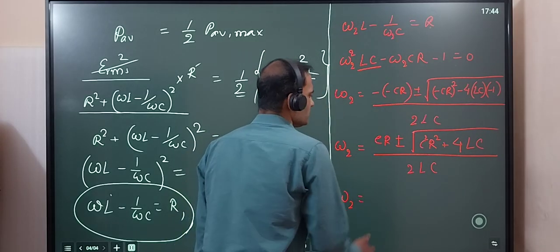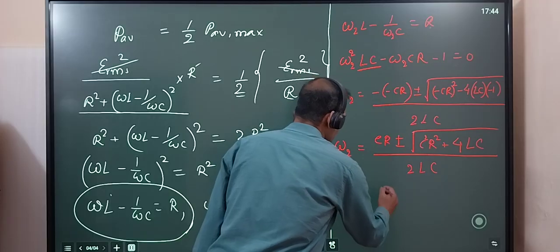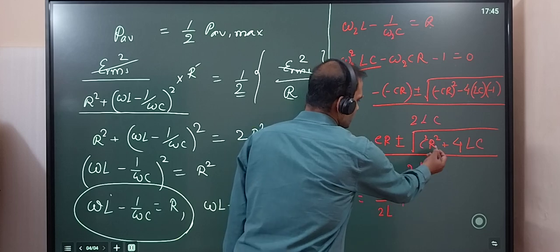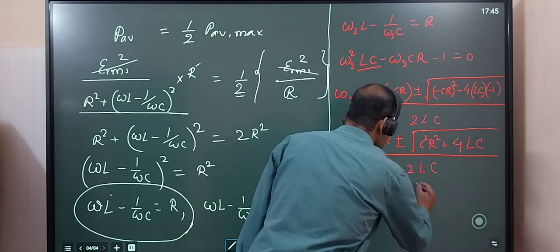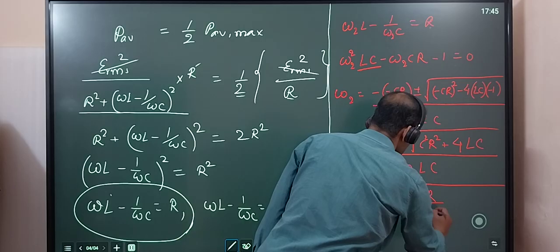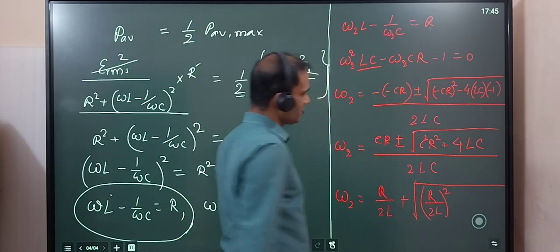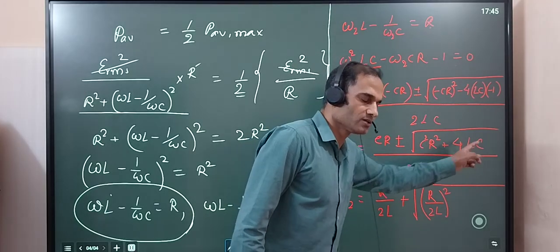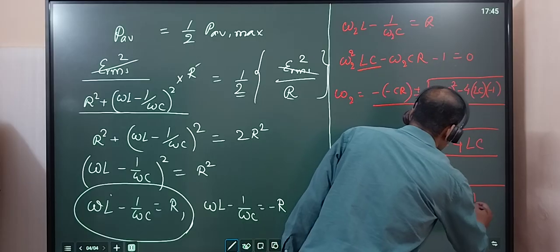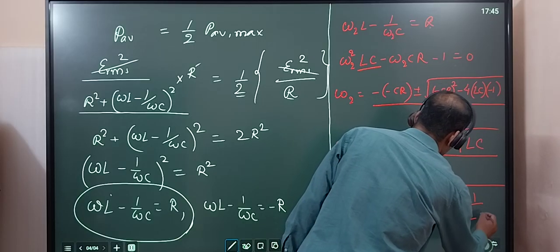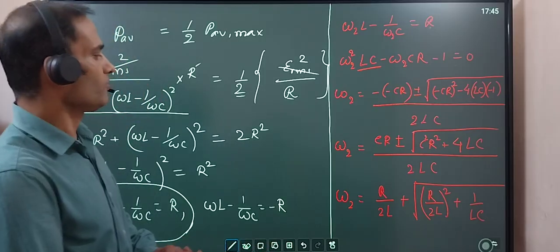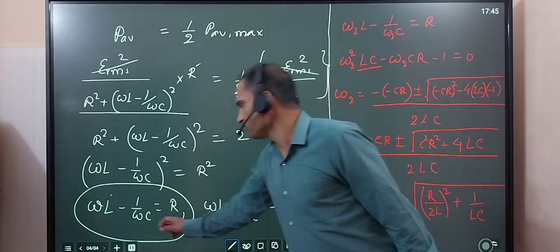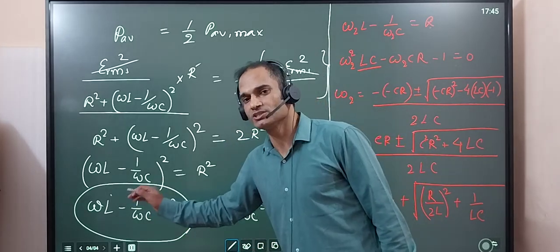Omega 2 will become like, if you divide it, C will cancel, R by 2L will be there, and this will be plus. This will again become R by 2L, R by 2L the whole square. Okay, you have to do it on your own. And this will become 4L square C square under root. So I will write 1 by LC. Okay, this is what you are going to get. We get this thing using the first equation, and one of the values is discarded.